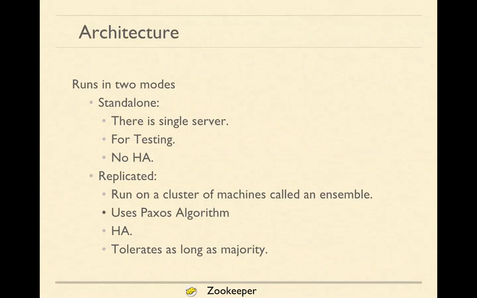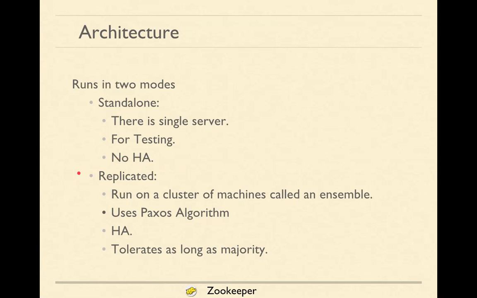Standalone is running Zookeeper on a single machine. That's only for testing purposes. It doesn't serve really anything. The standalone is of no use. The part that is of more use is replicated. Replicated is something very important, and that's what people use in production.